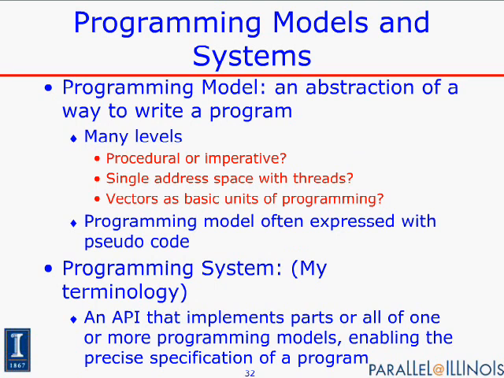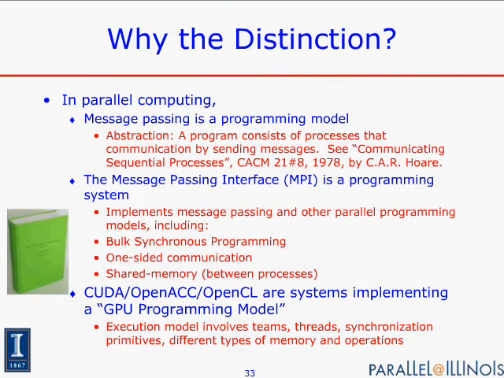So why the distinction? Well, those of you that know MPI, the message passing interface, may have heard it described as a programming model. That's in fact not correct. Message passing is a programming model. It's an abstraction that talks about how a program can send messages back and forth. The message passing interface is an API, and it implements multiple of these programming models. It does implement, for example, the bulk synchronous parallelism model. It also implements one-sided communication. In MPI-3, there is support for a shared memory programming model.